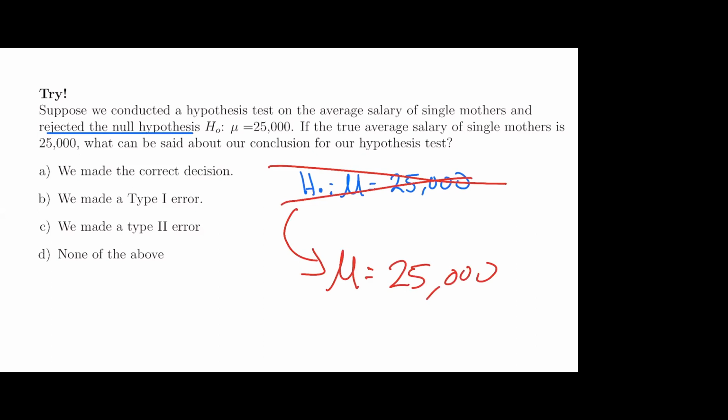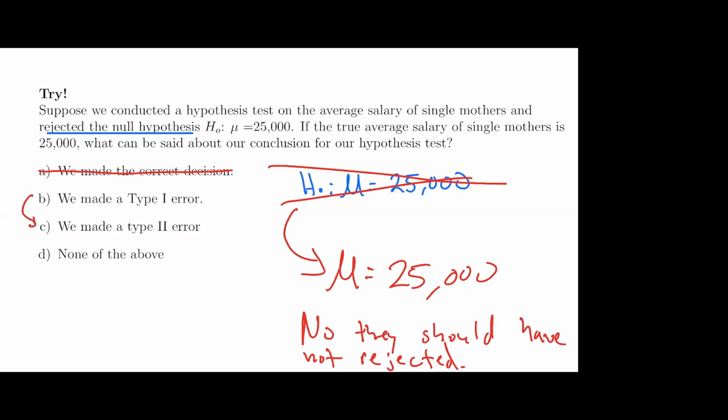Cool. All right. So Brianna says no. They should not have rejected. All right. So since we said no, it wasn't the correct decision, that means I know it's not A. So that means it has to be either B or C.